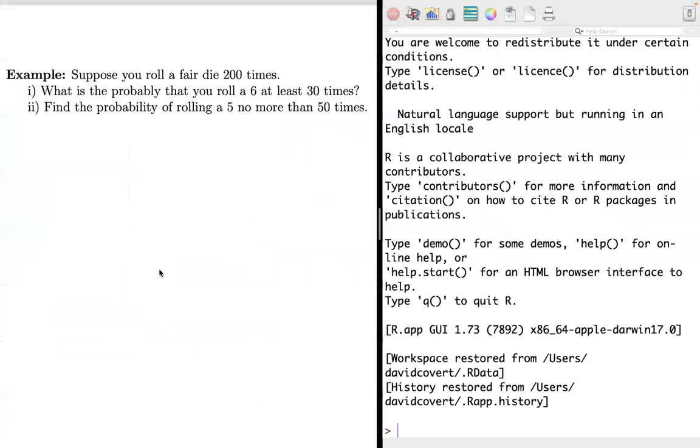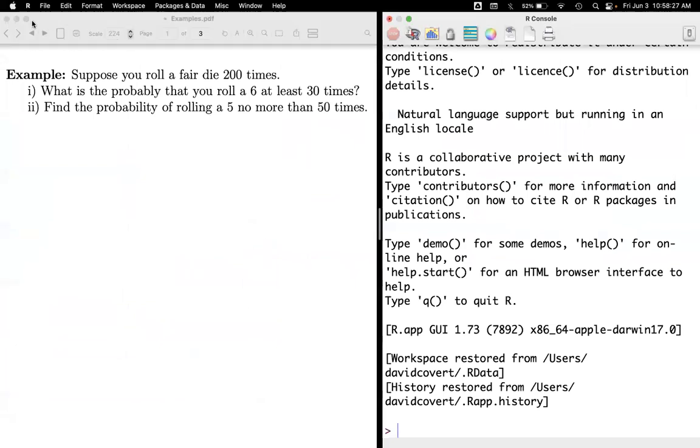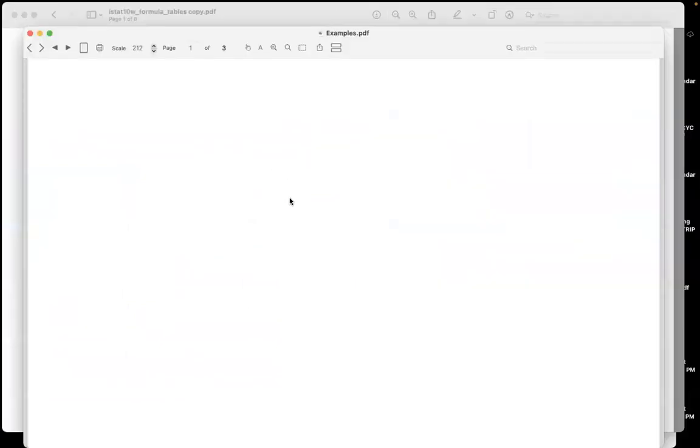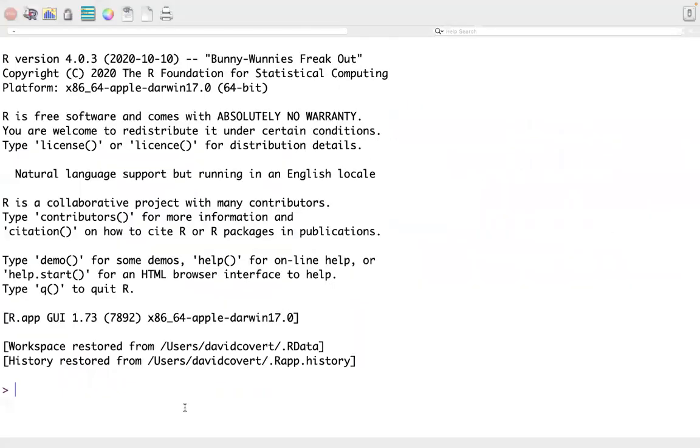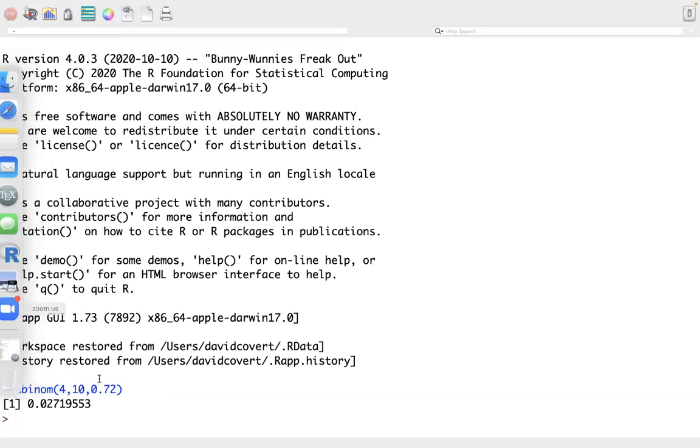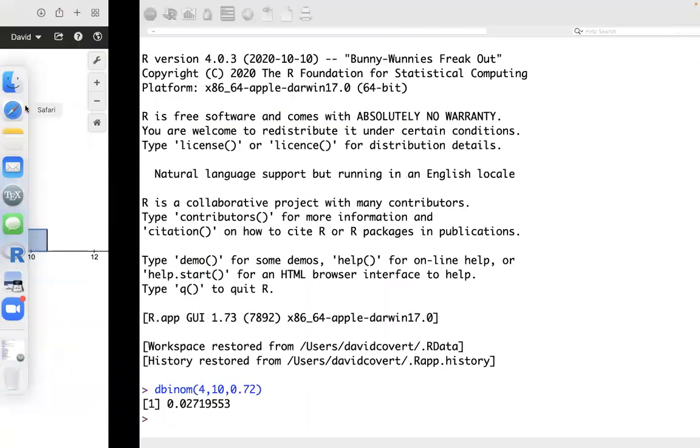And with that, we could use R. Let's get rid of our examples here for a second. The way we're going to use R is we would use the dbinom function. We want 4 successes out of 10 trials and a probability of 0.72. And we're hoping that the answer is somewhere around 0.04. That's graphically what it looked like. And it's about 0.027. Okay, so that's the dbinom function.